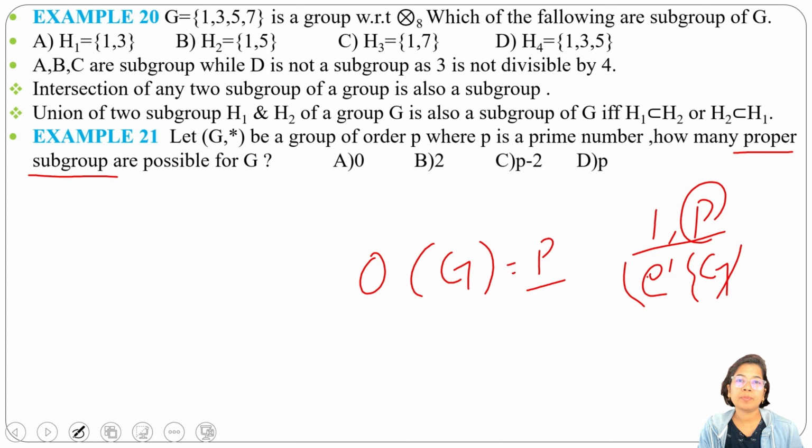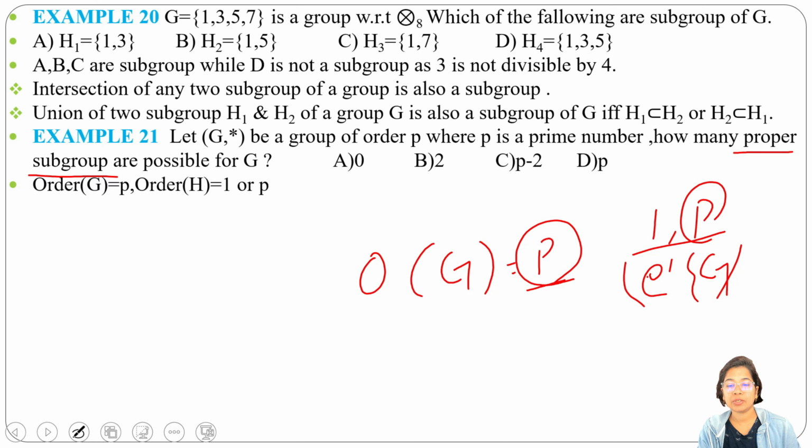Hence there are 0 proper subgroups possible, as P is divisible by 1 and P itself, meaning it can have 2 trivial subgroups but proper subgroups are 0. So here the answer will be 0.